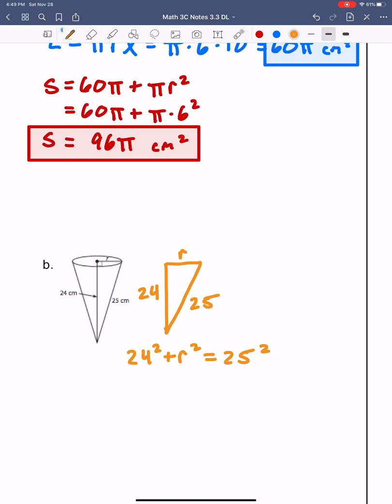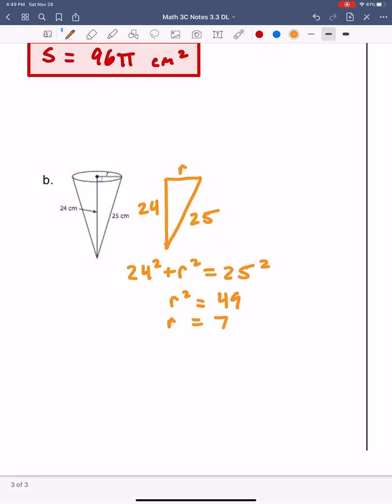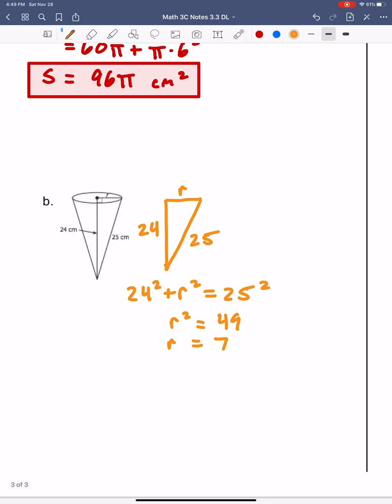I go through Pythagorean theorem here. I'm going to end up with r squared equals 49, which means that r equals 7. All right, so I skipped some steps there, but it's just a Pythagorean theorem that we've seen a handful of times now. Okay, and so we get the radius is 7. Now I can jump into my lateral area formula. L equals pi RL.